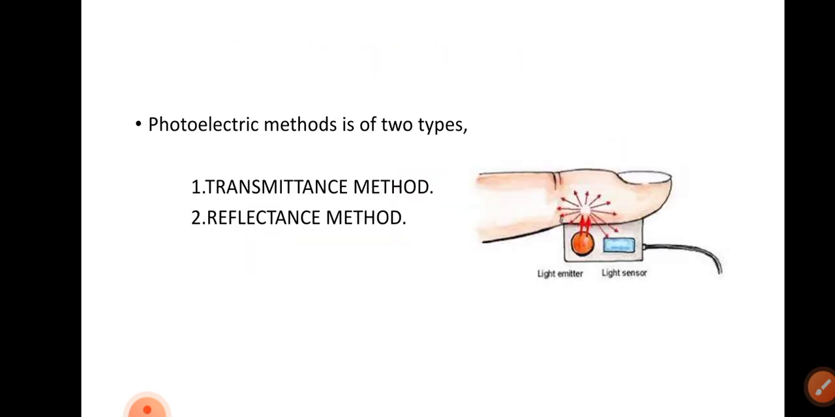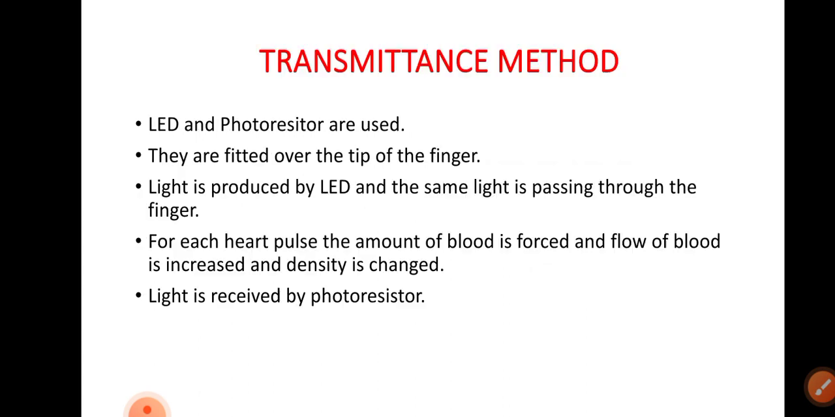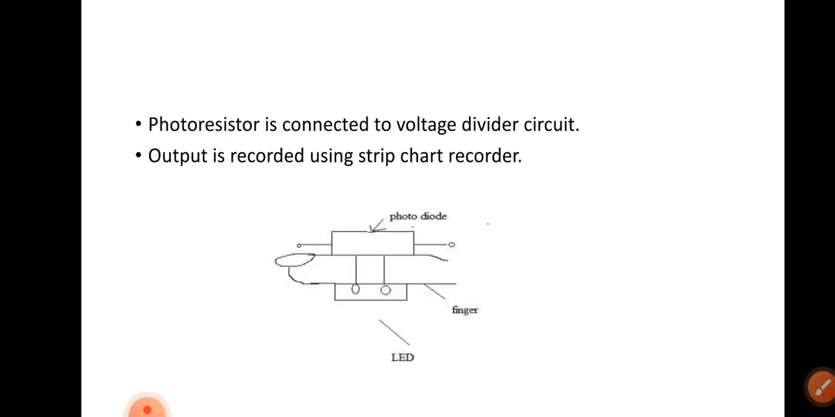Next, we have a method called the photoelectric method, which is of two types: the transmittance method and the reflectance method. First one is the transmittance method. We use an LED and a photoresistor in this method, fitted over the tip of the finger. The light produced by the LED passes through the finger. For each heart pulse, the amount of blood forced through increases the flow of blood and the density is changed. The light is received by the photoresistor, which is connected to a voltage divider circuit, and finally the output is recorded using the strip chart recorder.